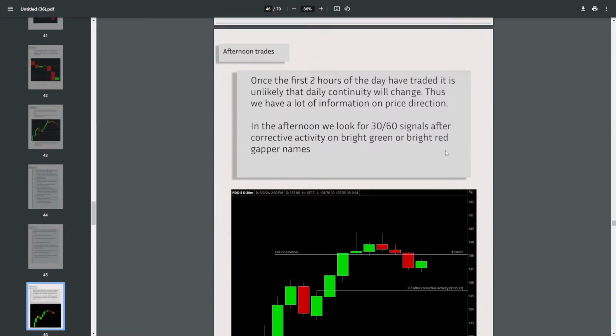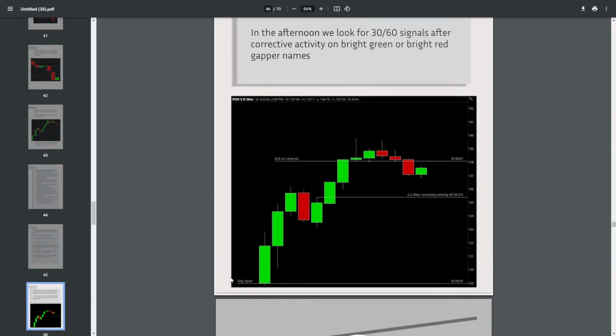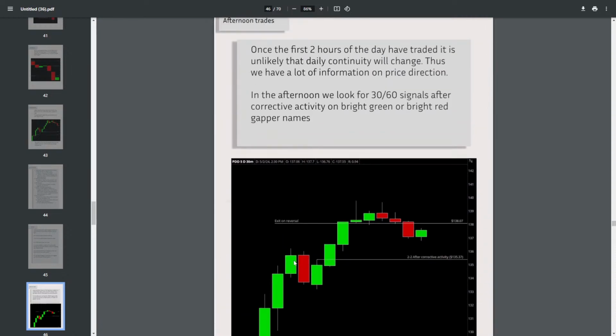So once the first 2 hours of the day have traded, it's unlikely daily continuity will change. Thus, we have a lot of information on price direction. And a lot of people say the last hour of the day is the most important, specifically in the stock trading space. They all call it power hour, right? Or the last hour of the day is super important for tomorrow, but it's not. What's more important is those daily opens. How far away are we from those? Because that tells you how aggressive the buyers or sellers are today.